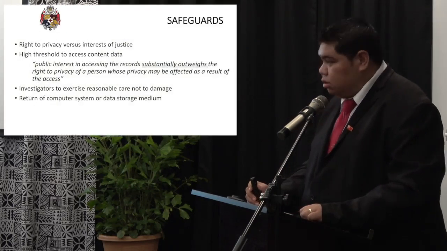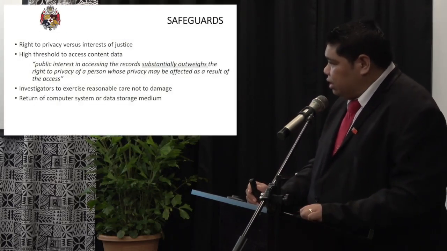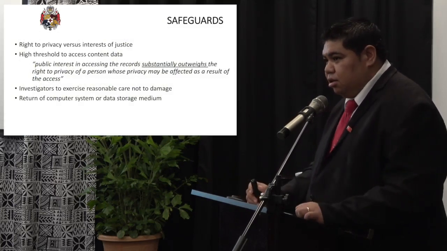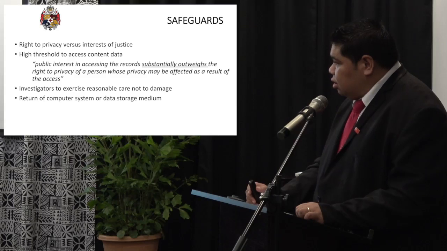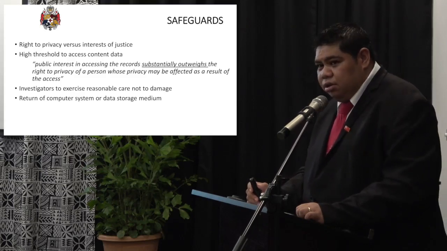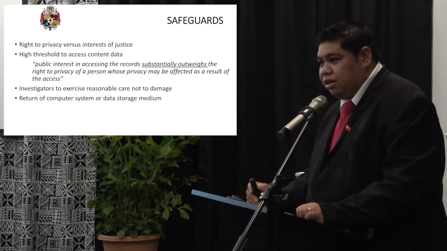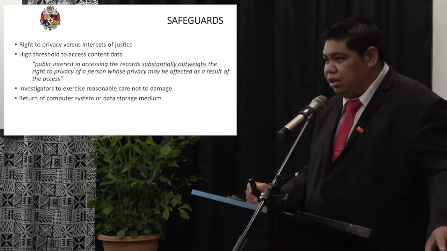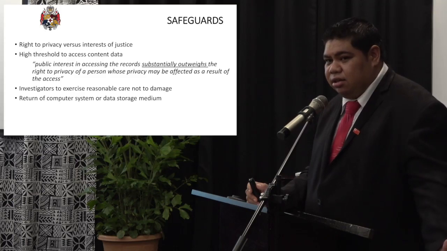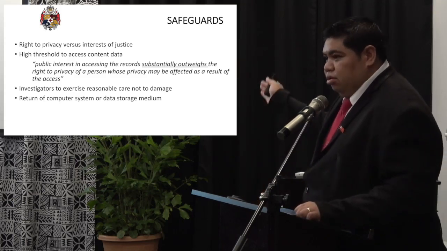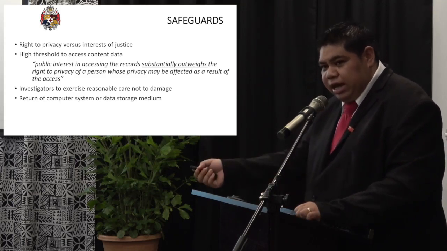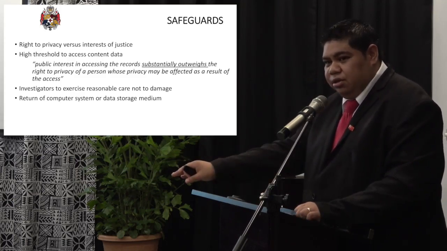This slide here talks more about the safeguards that I was talking about. The right to privacy versus the interest of justice. There's a high threshold in accessing content data. That's what I was talking about before. The police can go and preserve data, but they can't access it. They had to go through the Supreme Court to get a warrant to be able to access what was preserved.